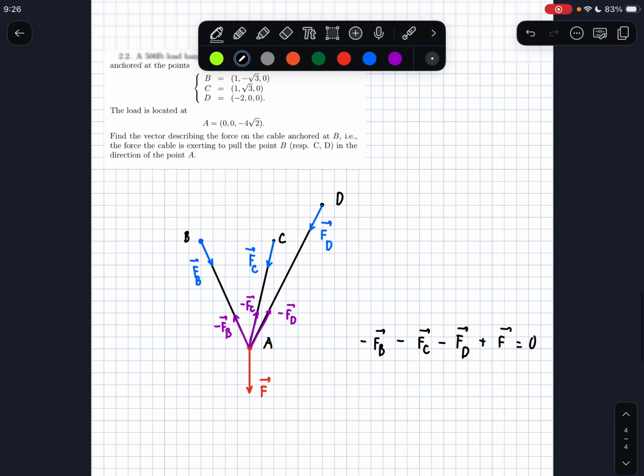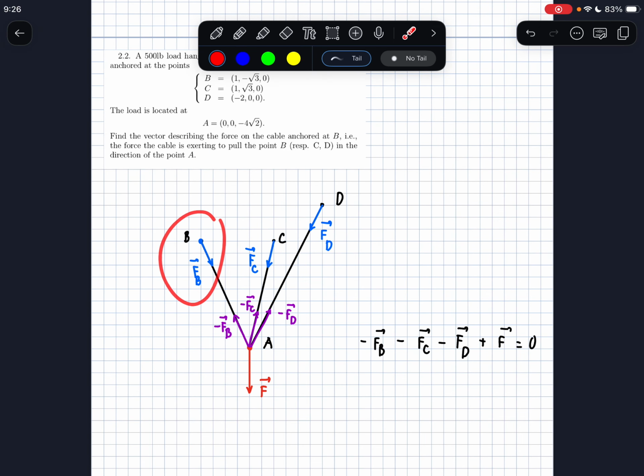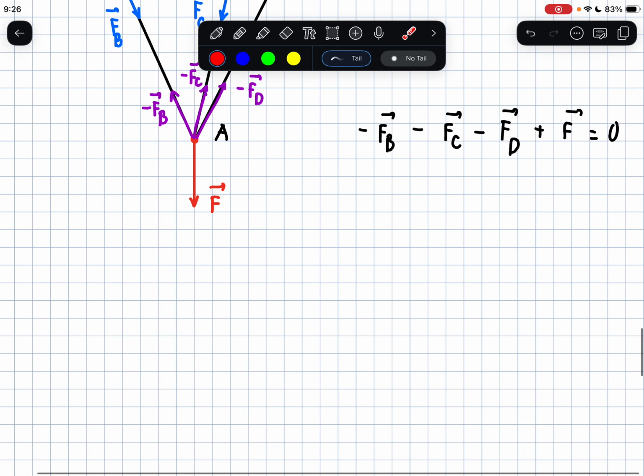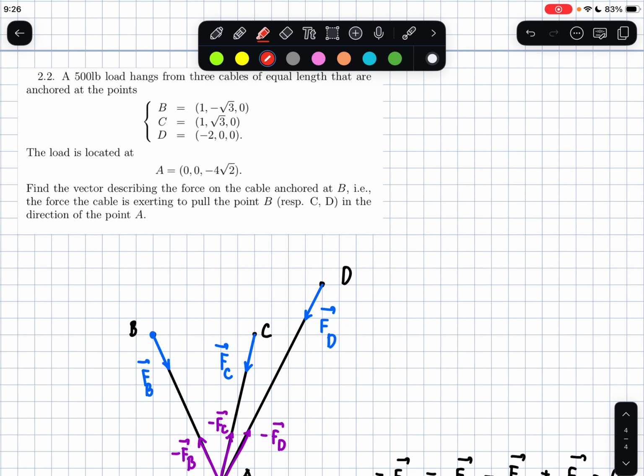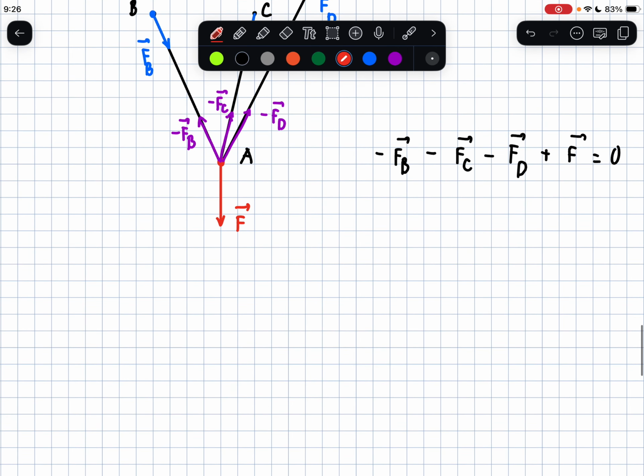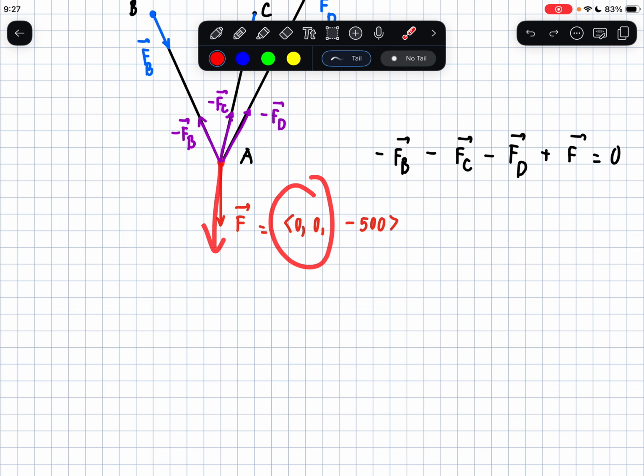Now we need to compute FB. They ask us to compute FB, or respectively we compute FC and FD. We know from data we have 500 pounds. So this one, F is 0, 0, minus 500. I put minus here because it's pointing down, and 0, 0 because it's pointing downwards. So the x, y coordinates are 0.